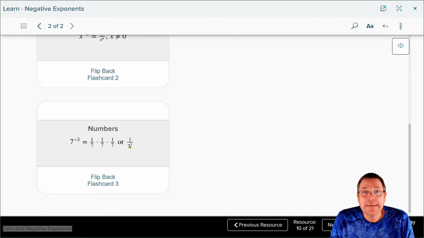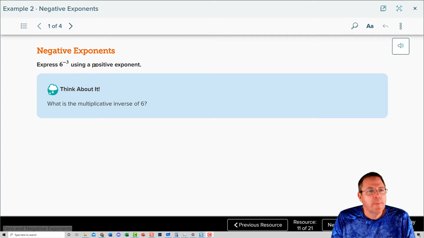It really is this simple, guys. There is nothing to doing these things. You just have to memorize the rules of how they work. So let's actually apply these.